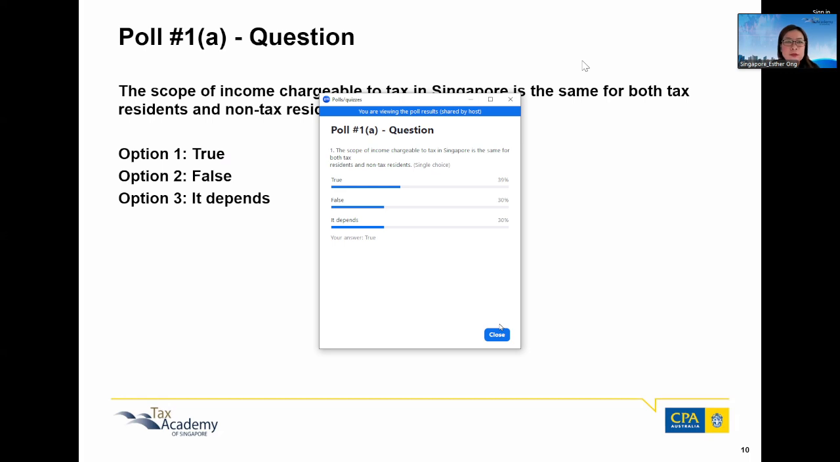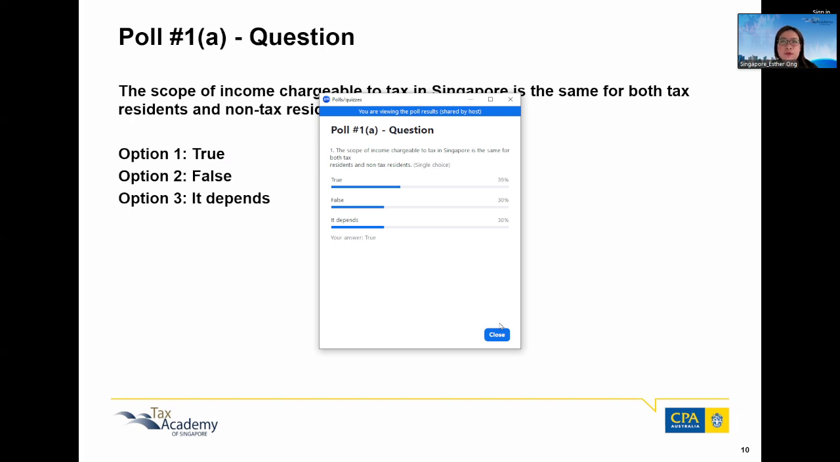Okay, the correct answer should be option 1, true. So about half of you, I think 39%, close to half, got the question correct. So why is it true? As I mentioned in the earlier slide, the scope of income tax will be the same regardless whether it is a Singapore tax resident or Singapore non-tax resident.